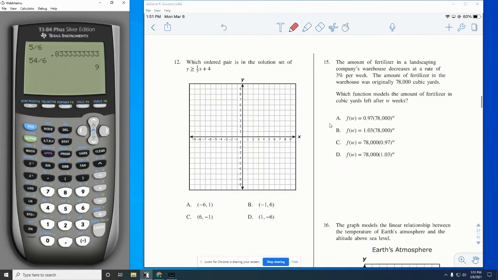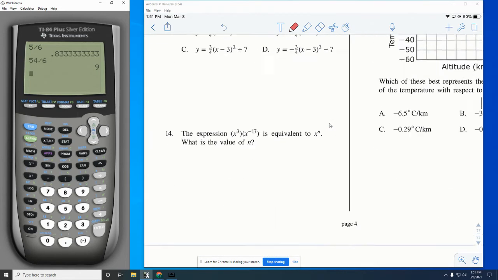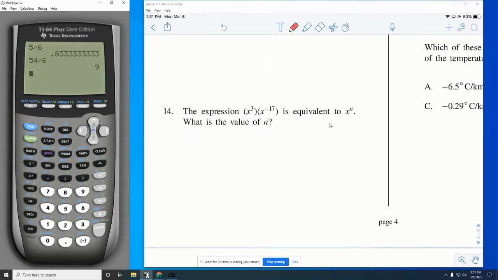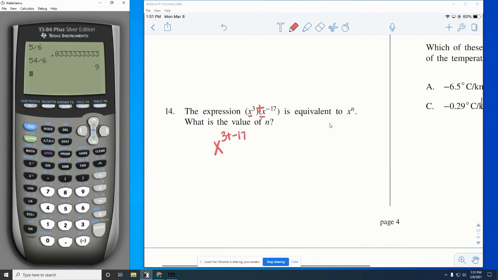We're going to look at another exponents one, number 14, so just the next page over. This expression, x^3 times x^-17, is equivalent to x^n. What is the value of n? So when I look on my formula chart, I see that anytime I have the same base, there's addition. So to simplify this, I'm going to do 3 plus negative 17, and I get negative 14.